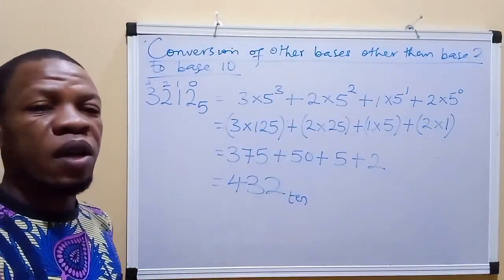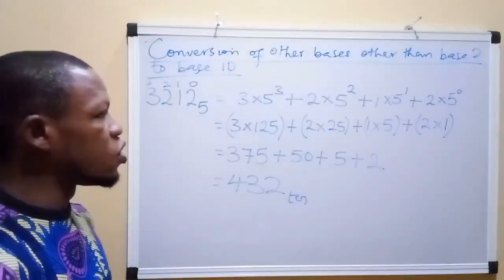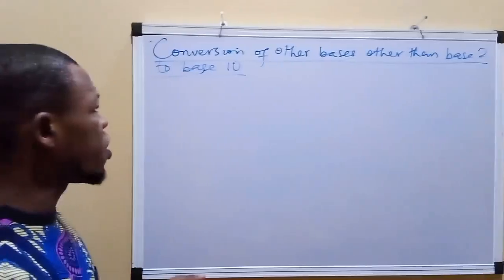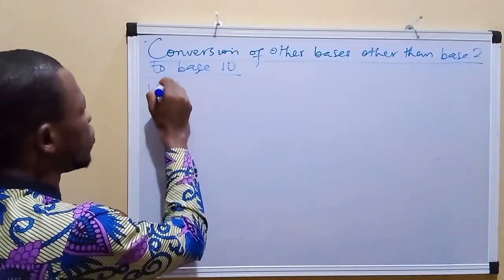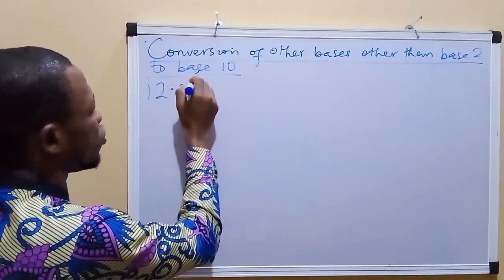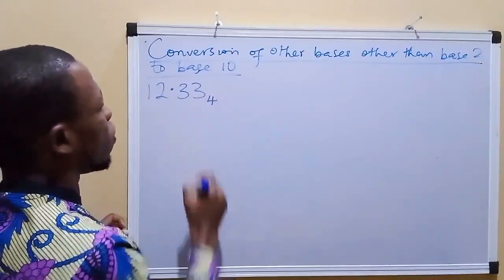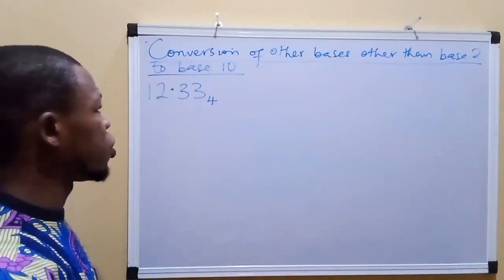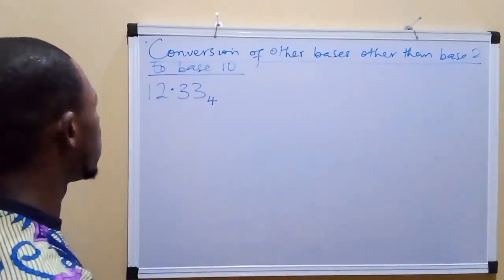Now the second example we are going to look at will be a decimal. So we'll also see how we can convert a decimal that is not base 2. So the second example we're going to take is 12.33 in base 4. Now we're going to convert this number to base 10. Let's follow the same approach we have always followed.